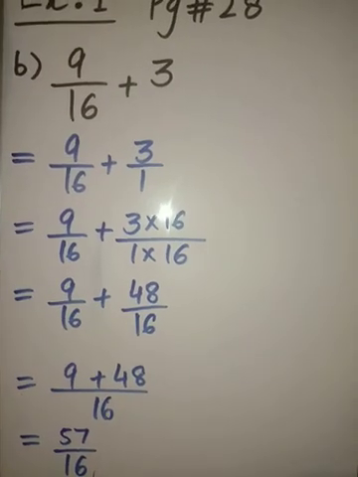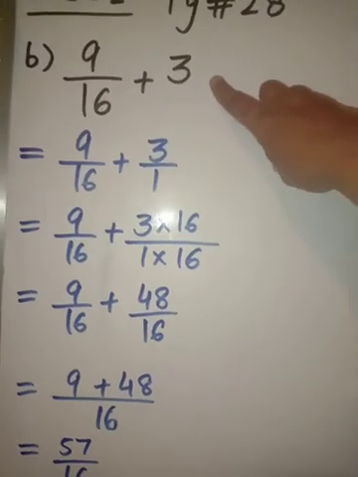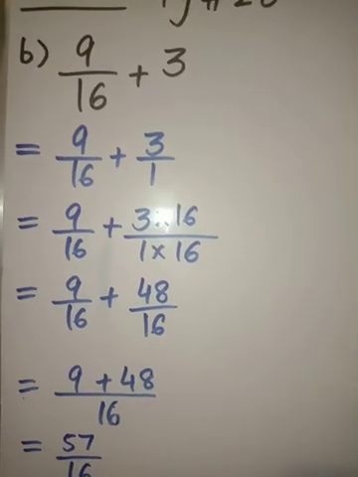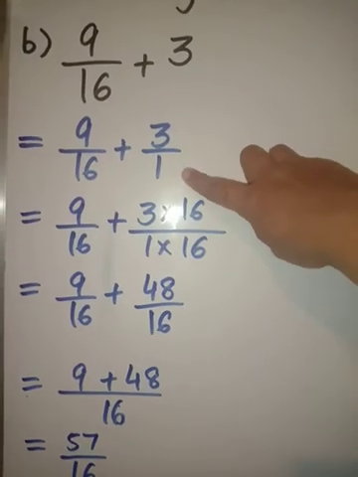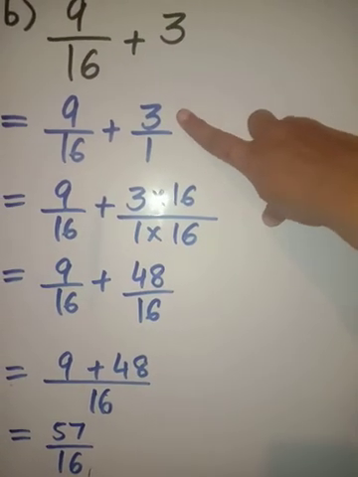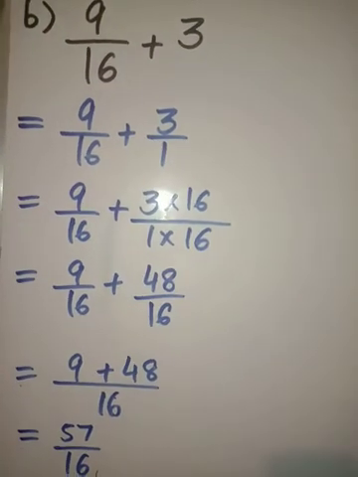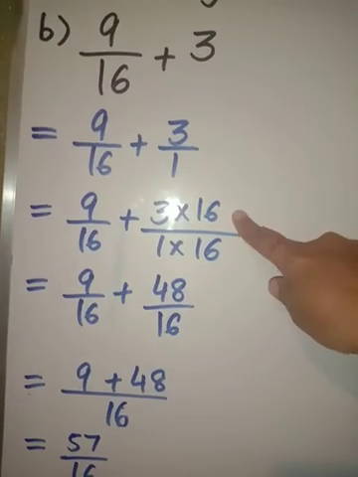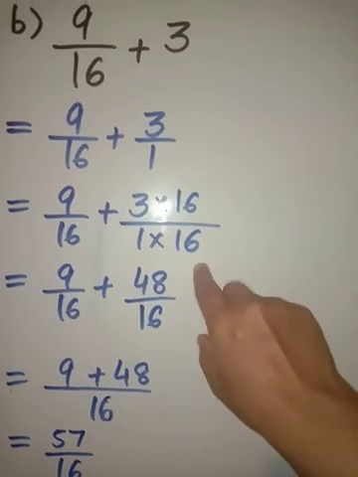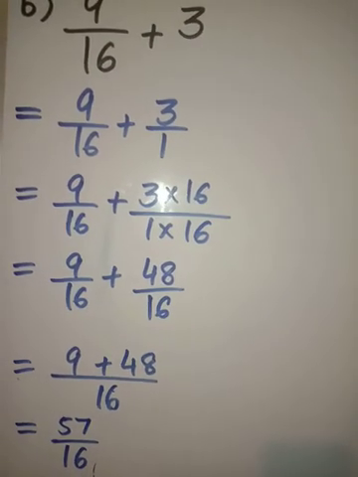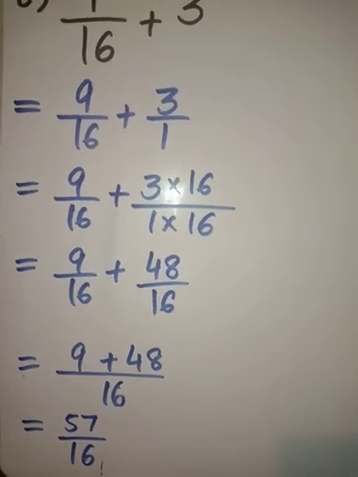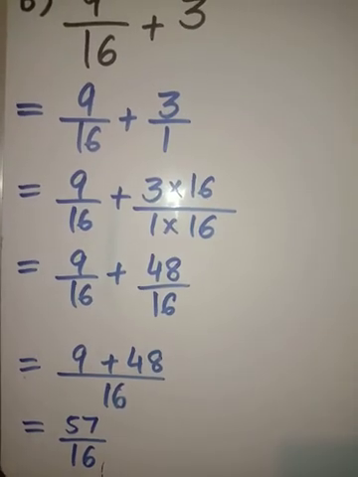Now moving towards part B, we have 9 by 16 plus 3. In the very first step, what you have to do is write 1 in the denominator of the whole number. So you will write 1 over there. Next, 9 by 16 will be as it is, plus. What would be the number to multiply with 3 and 1? The other denominator, which is 16. So 16 will multiply with 3 as well as with 1. So 9 by 16 plus 16 3s are 48 and 16 1s are 16. Now we have both the same denominators. So you will write the denominator once and add the numerators. 9 plus 48 will become 57 by 16.